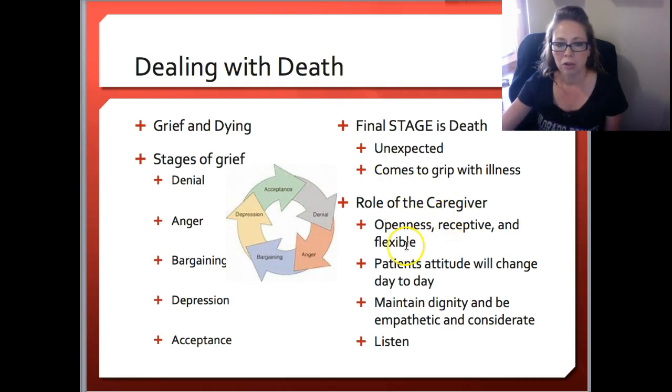As a caregiver, you're going to be open, receptive, and flexible. Patients' attitudes will change day to day, and you need to be aware of that and help them deal with the stages of grief. Maintain their dignity and be empathetic and considerate. Listen to them. Sometimes that's all they need.